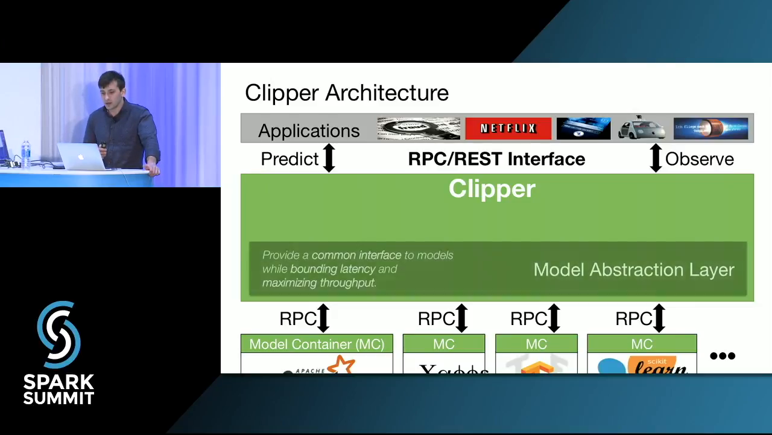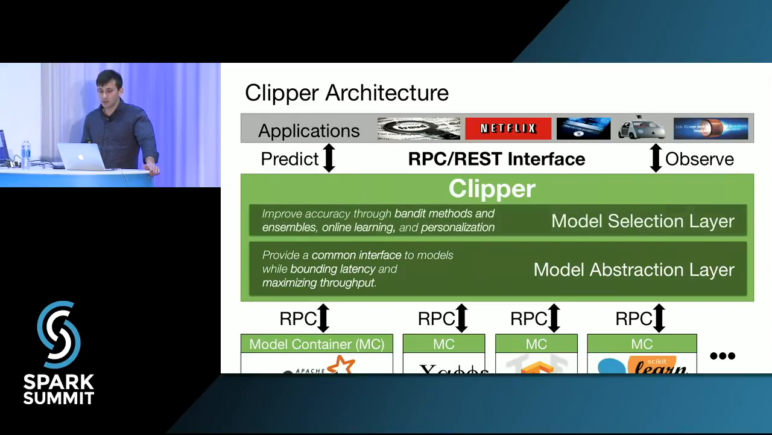But internally, Clipper can be divided into 2 layers. We have this model abstraction layer, and this is what's responsible for making that common interface, that model container implementation, actually performant and work well in your production setting: bounding latency, maximizing throughput, maximizing physical resource utilization. And then we have this model selection layer. And this is the thing that uses that feedback, implements bandit methods, ensembles, online learning, can do some personalization to utilize that feedback and react to this new information that we're getting in real time to maximize your accuracy.